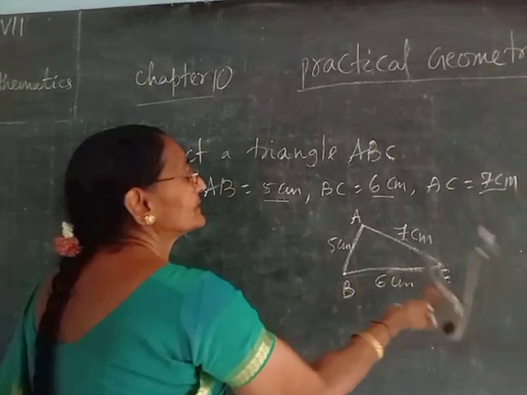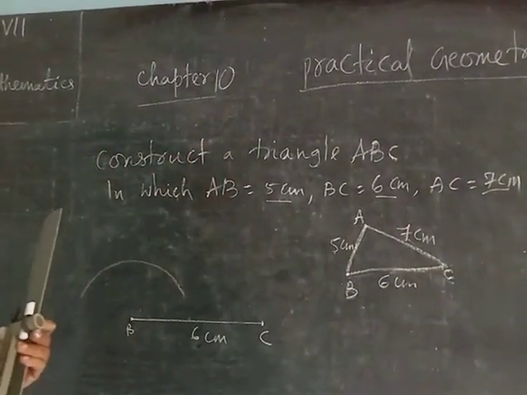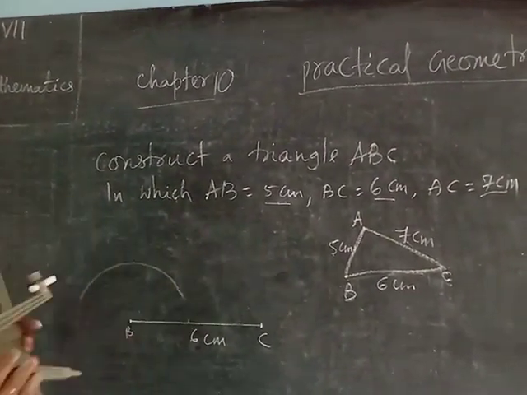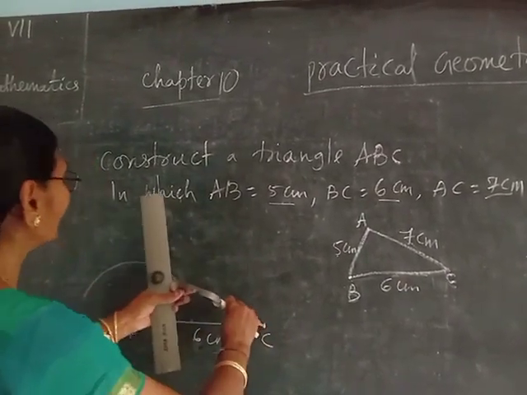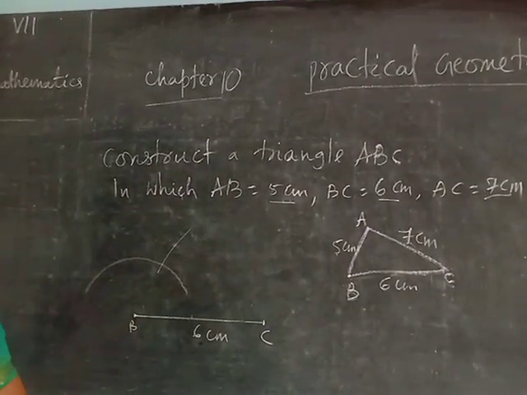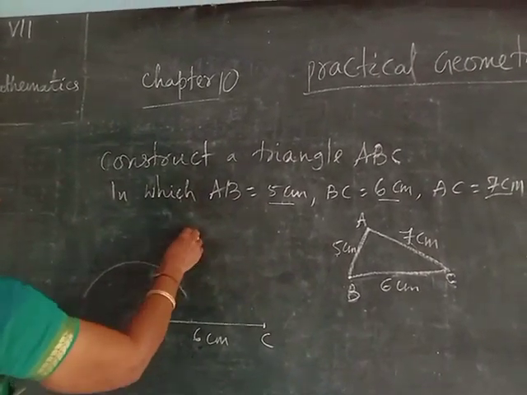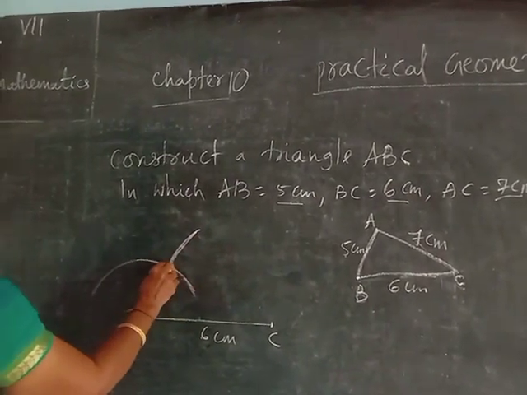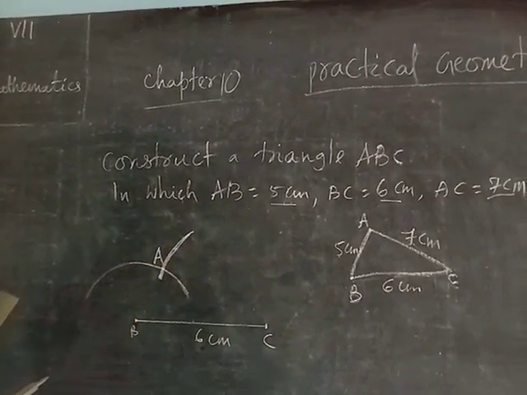Then from C to A, this line is 7 centimeters. Again you take your ruler and compass and measure 7 centimeters. You keep the pin on C and draw an arc of 7 centimeters, so that it cuts the first arc. Then where these two arcs intersect, you write one point. That is A. Do you understand what I have done?